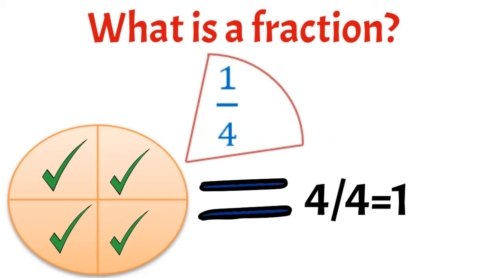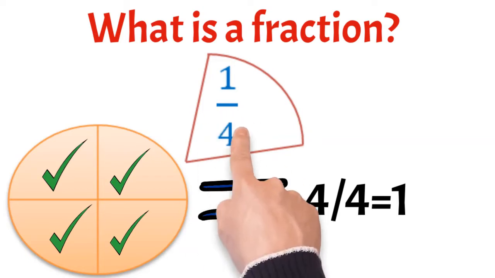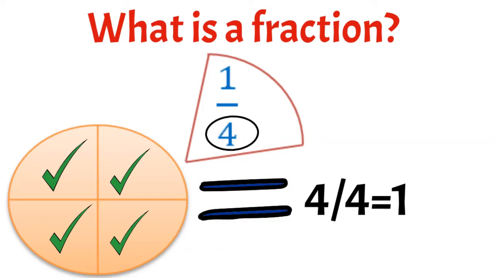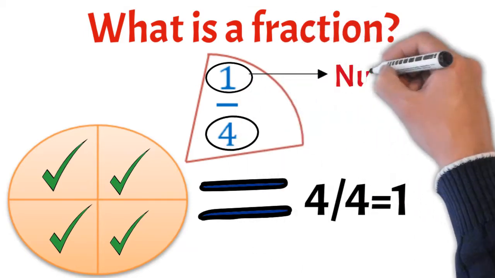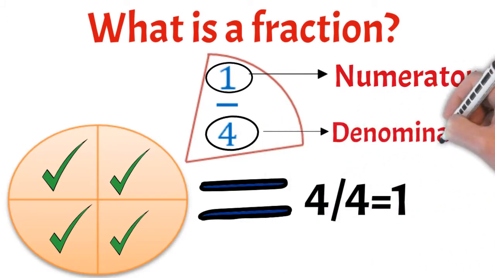In the fraction 1/4, 4 is the number of equal parts into which the whole bread has been divided, and 1 is the number of equal parts which has been taken out. Here 1 is called as numerator and the 4 as denominator of this fraction. Now let's study different types of fraction.